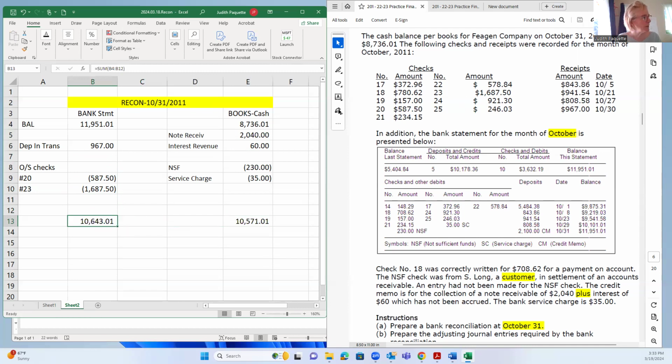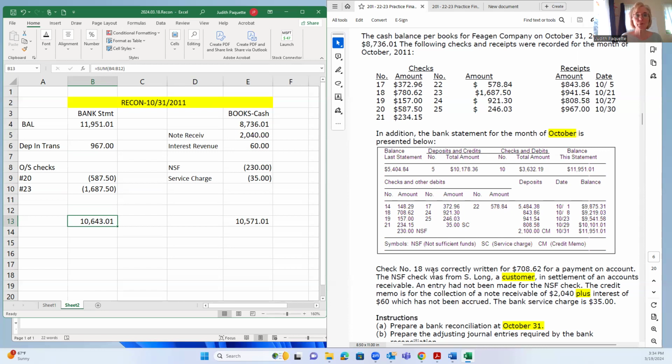Well, you can tell we are not in balance. Okay. So let's keep going, but we knew we had a problem with check 18. And they give you this information. Check 18 was correctly written for 708 for a payment on account. So in other words, the company bought something for 708. They debited supplies expense, credited accounts payable.